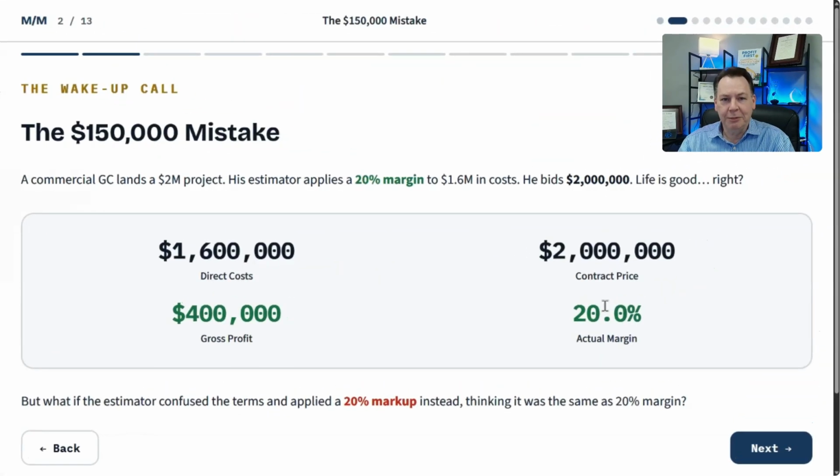Okay. The problem comes when we're bidding this, right? So if we were just going to take $1.6 million and add 20%, what is that? $320,000? So $1.6 million plus 320 does not get you to 2 million. That's where I'm going with this. It's $1,920,000. Right. And I've had many conversations with contractors over the years.